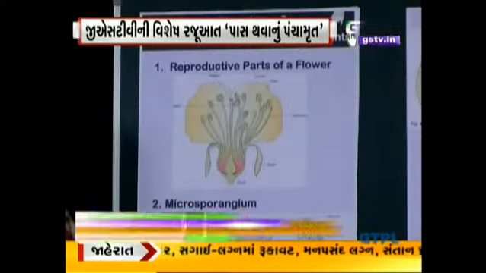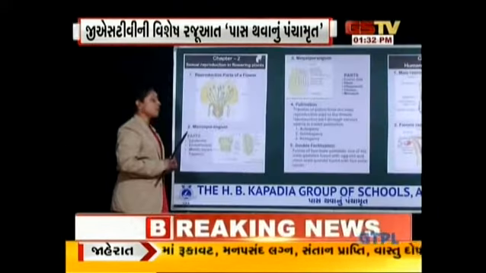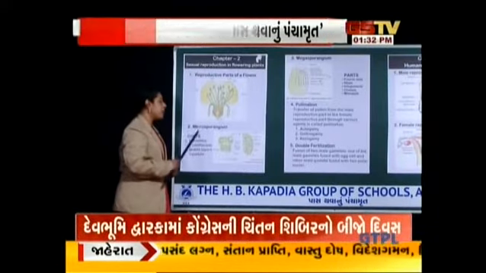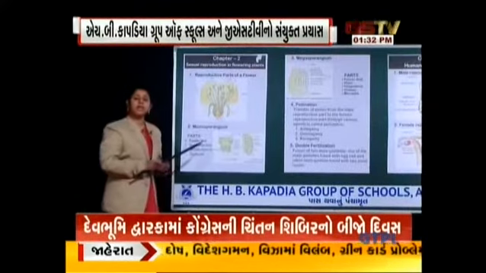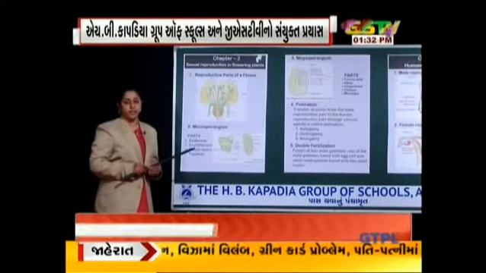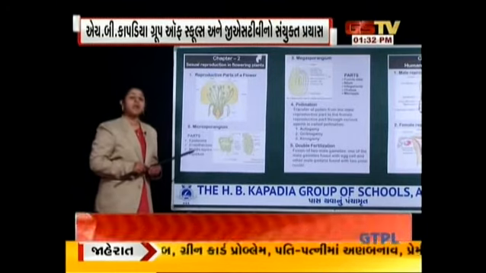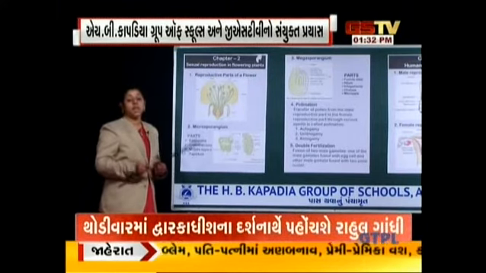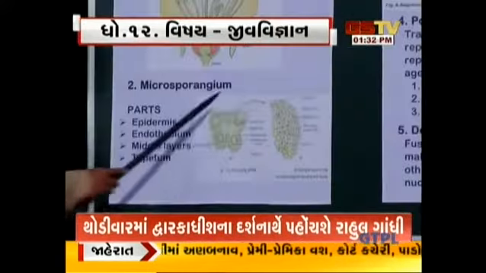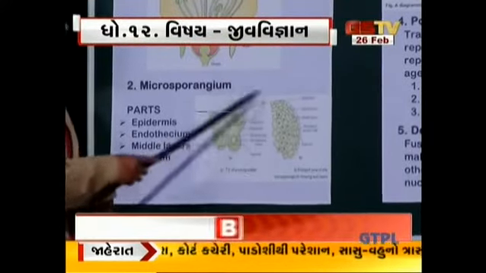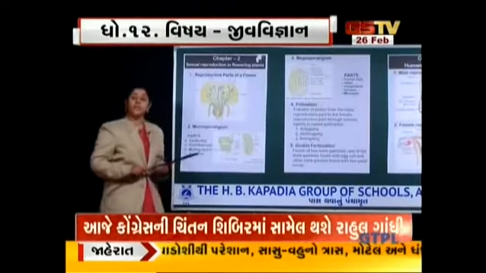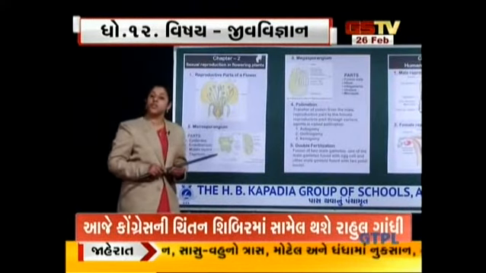Now, what about the second topic? The second most important topic of this chapter is microsporangium. Microsporangium is a male reproductive structure. It is producing male pollen grains, that is, the male gametes. So in this, what is the most important thing? That is, what is the structure of a microsporangium? This is also a very important thing, and this can be asked for 3 marks.